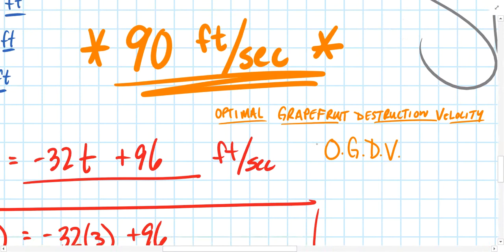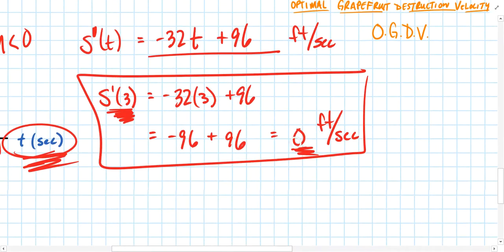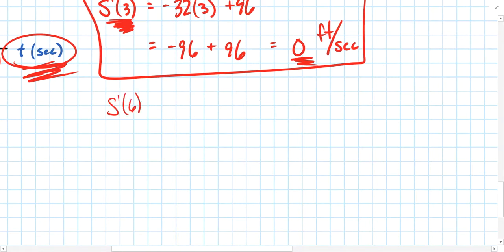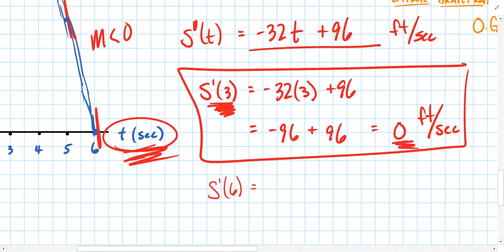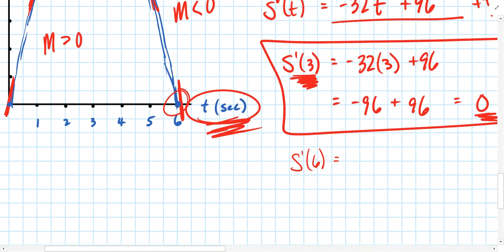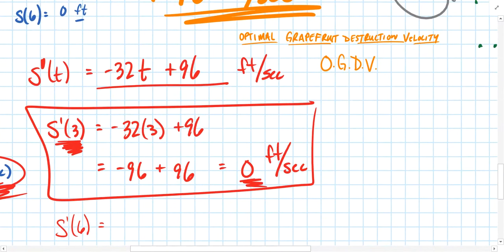What I would like to know, clearly when the grapefruit is at its highest point, it's not moving fast enough to explode if it were to hit a wall. But what's going to happen when it reaches the ground? We got a quick preview here, and we saw that at time 6, the grapefruit is going to be back on the ground. It reaches its highest point, it falls to the ground, and here at time 6, it reaches the ground. Is it moving fast enough at that point to explode? Is it moving fast enough to reach the OGDV, optimal grapefruit destruction velocity?